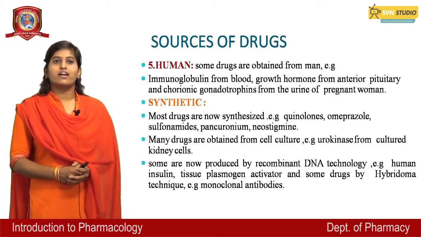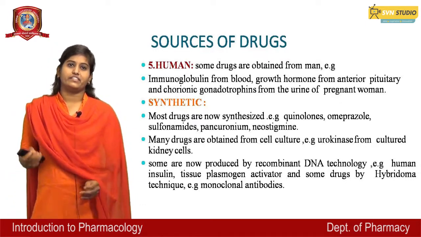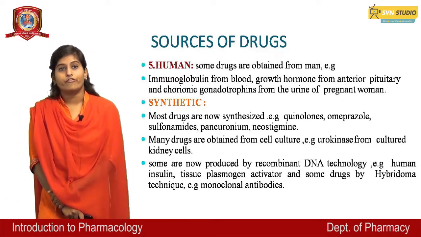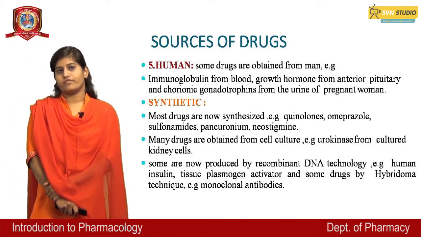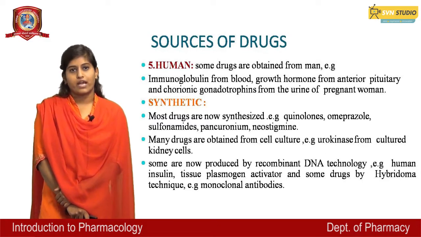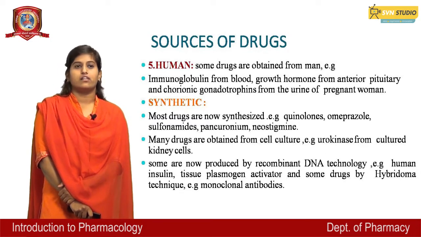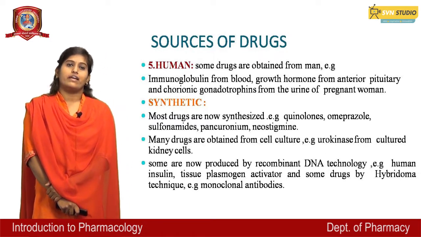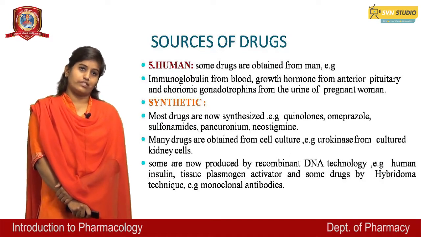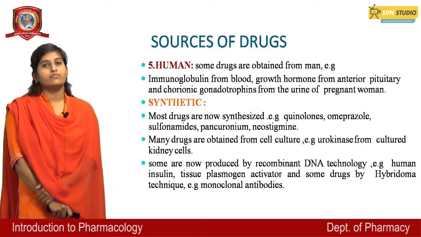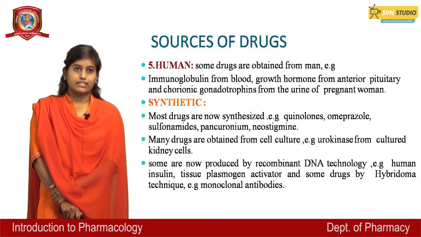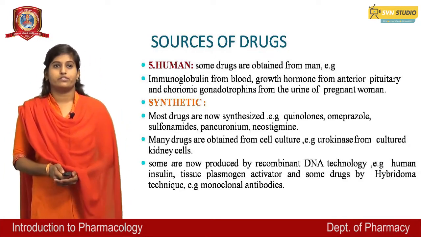Synthetic. Most drugs are now synthesized, that is quinolones, omeprazole, sulfonamides, pancuronium, neostigmine. Many drugs are obtained from cell culture, that is urokinase from cultured kidney cells. Some are now produced by recombinant DNA technology, that is human insulin, tissue plasminogen activator, and some drugs by hybridoma technique, that is monoclonal antibodies.